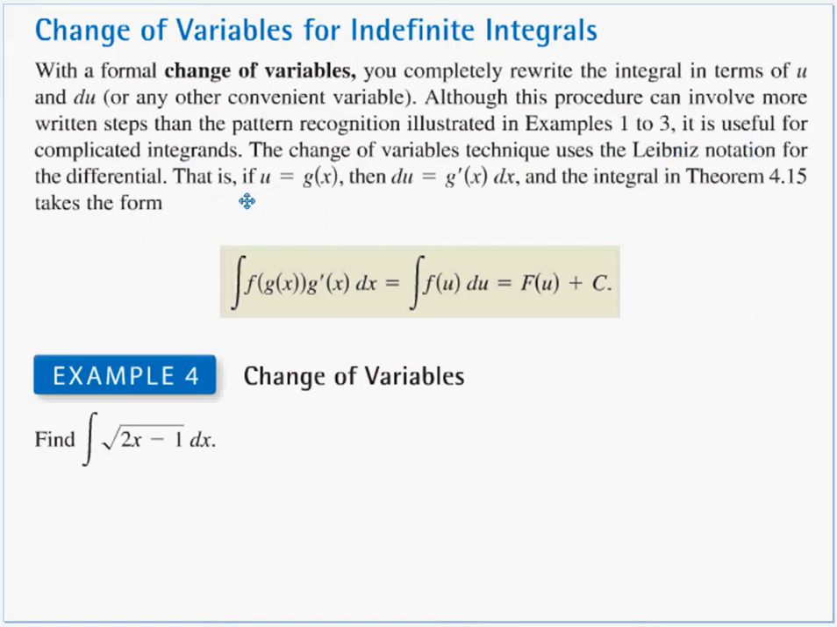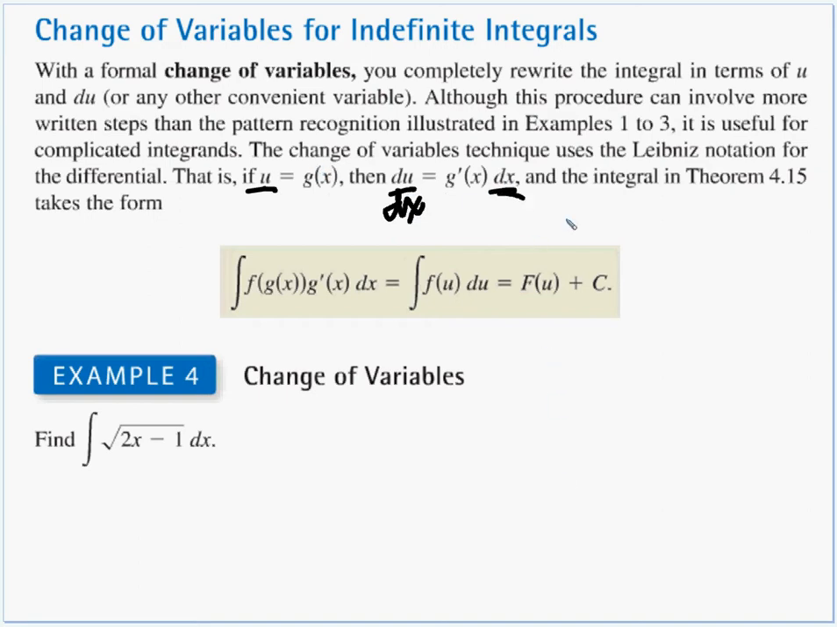That is, if u is g of x, then the derivative of u, du, would be g prime of x dx. Because remember, if we derive u, it would be du/dx equals g prime, and then we move the dx over to the other side.